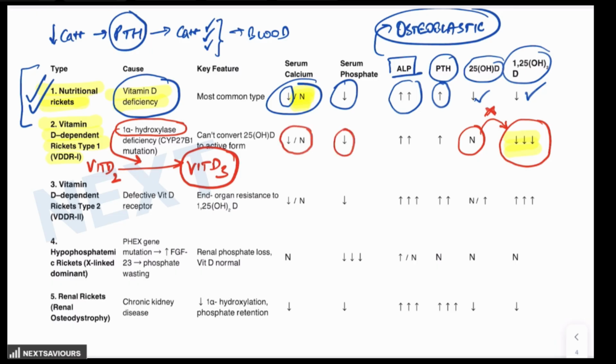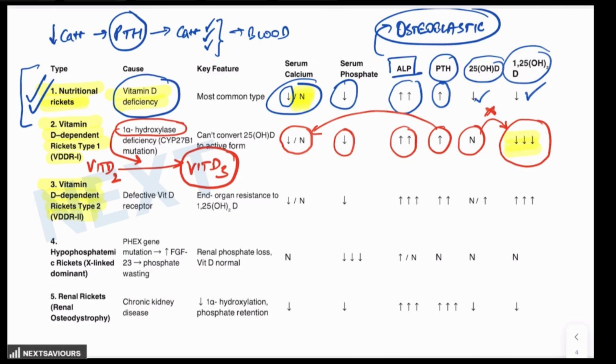Then the phosphorus level will be decreased. Alkaline phosphatase will react the same way, and parathormone will be increased, bringing the calcium level back to normal in the blood.